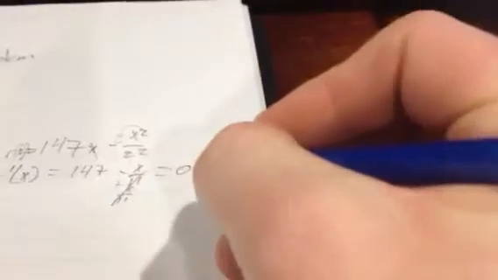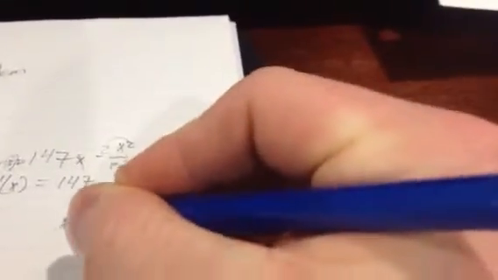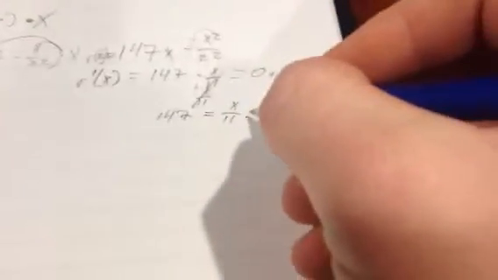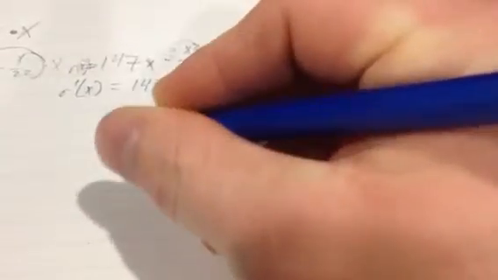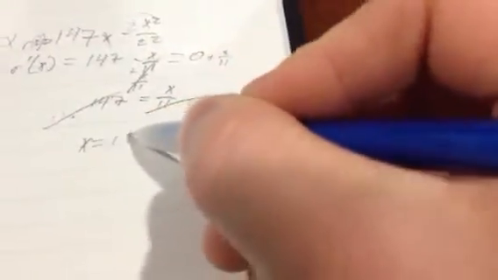Now, that is also equal to 0, as I said before. You can add the x over 11 to both sides. So you're left with 147 equals x over 11. Now, multiply 11 to both sides to cancel it out on the bottom, and you are left with x equals 1,617 units.